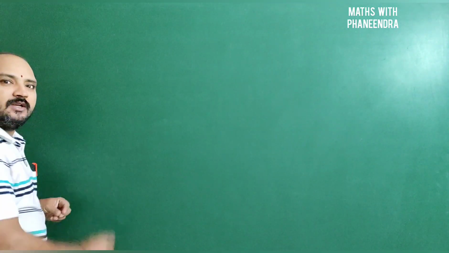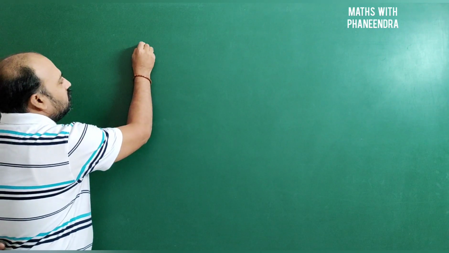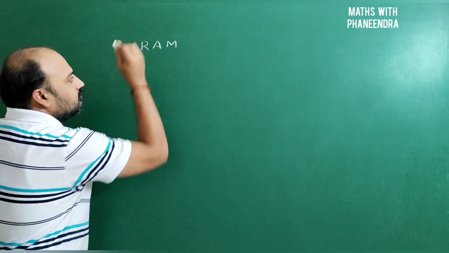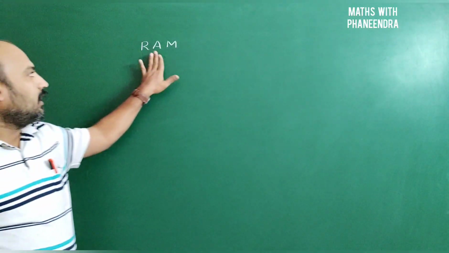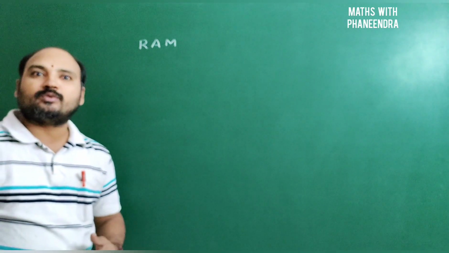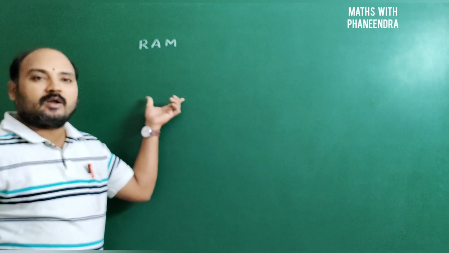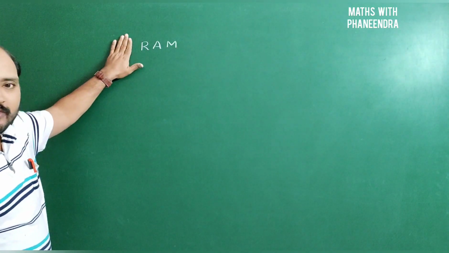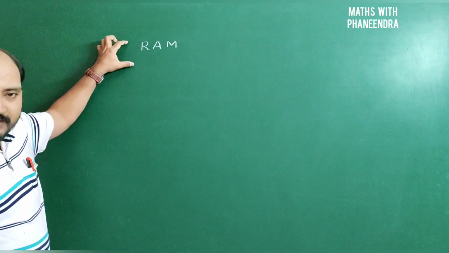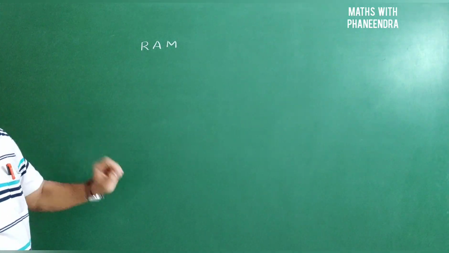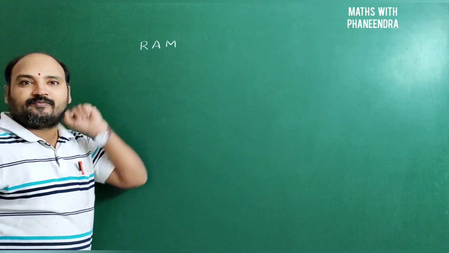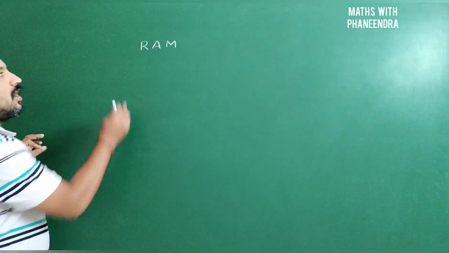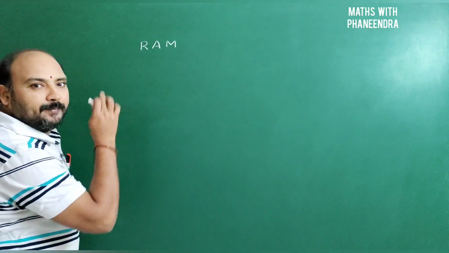So first I am taking the word RAM. For this word RAM, I am going to find out the rank. First we have to write the given word. After that, write the alphabetical order for the given word. The alphabetical order for the word RAM, among the 3 letters here, is A, M, R.